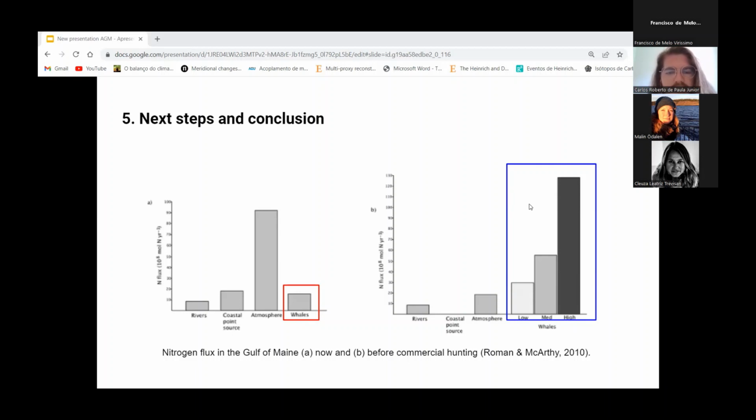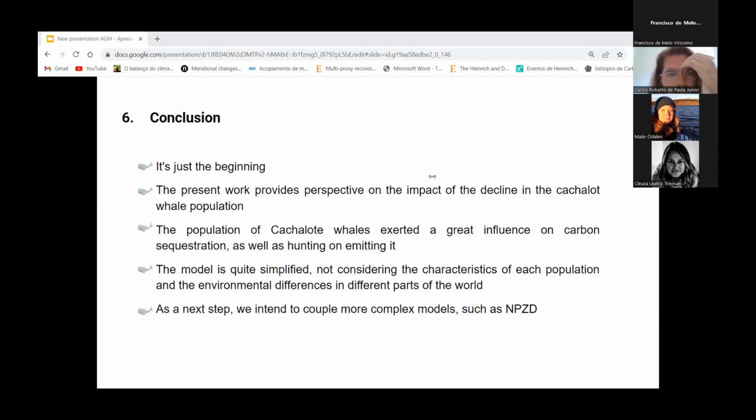And this shows that understanding the role of these animals in biogeochemical cycles is extremely important and requires more complex models, considering the variables of each location in the ocean for more accurate conclusions, which is the next step of this work. It's just a beginning. I need to add more parameters to get accurate results.